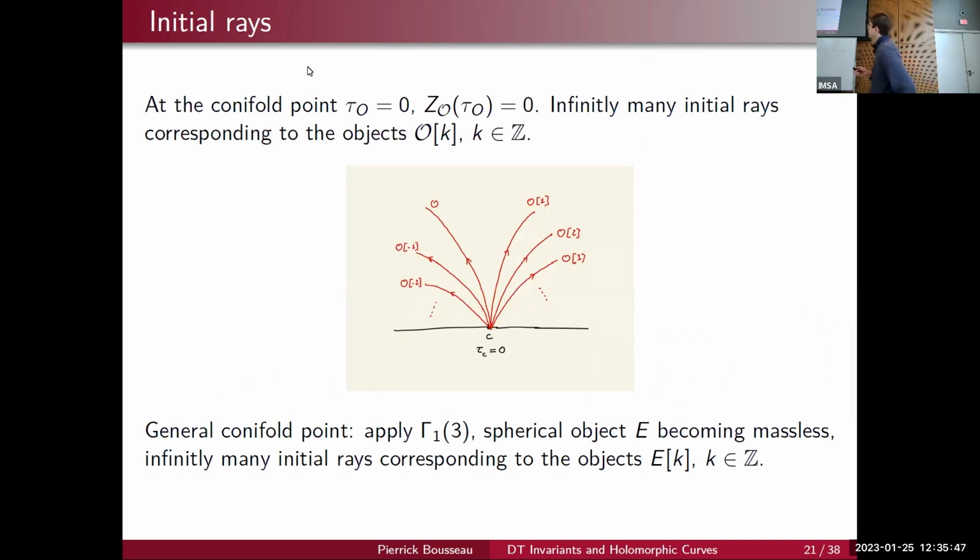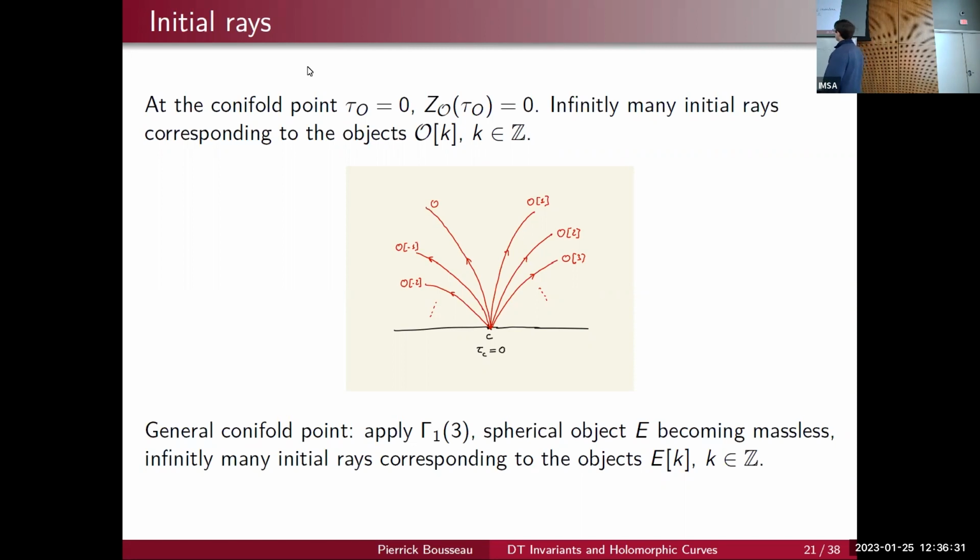And these initial rays have some kind of attached conical points. They have some explicit description. So essentially, you have conical points corresponding to the line bundles O of n. So there are conical points where the line bundle O of n has zero total charge, which is also on the boundary of the space of stability conditions. And you have initial rays coming from these points. And you actually have much more general conical points. You can apply the group gamma 1 of 3 to any one of these conical points, giving new conical points where you have spherical objects in your category becoming massless, so with zero central charge.